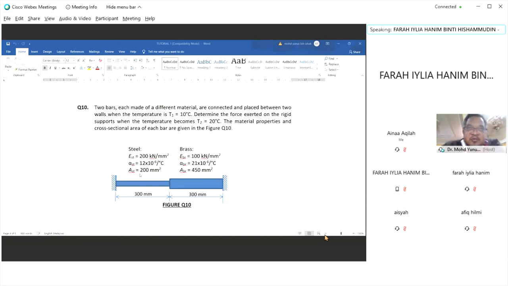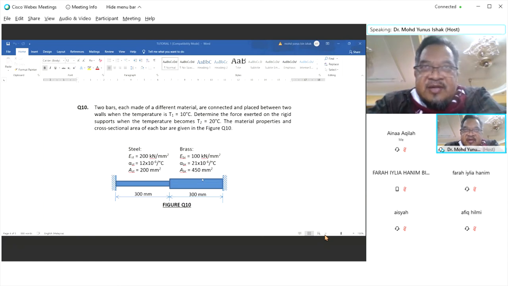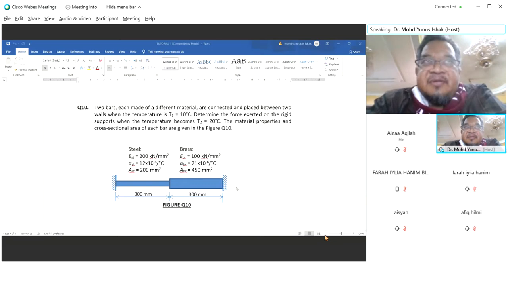Yes, we have two materials, solid bar. One is steel. This is the properties for steel. And this is brass, tembaga. And this is the properties for brass. Okay. So what is the force acting on the support?